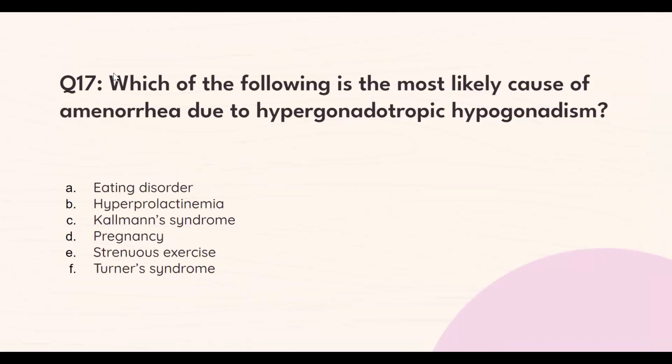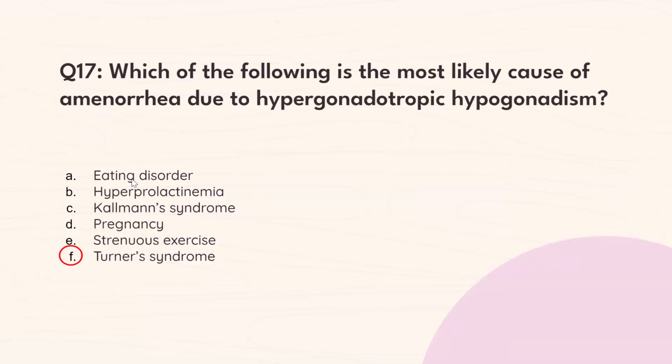All right, let's decipher the question stem itself. Hypergonadotropic hypogonadism. Hypergonadotropic refers to the hypothalamus, right? And the hypogonadism refers to the ovary, okay? Somebody said F, you are right, it is Turner syndrome. But let's talk about why it is Turner syndrome. Let's talk about all of these in order.